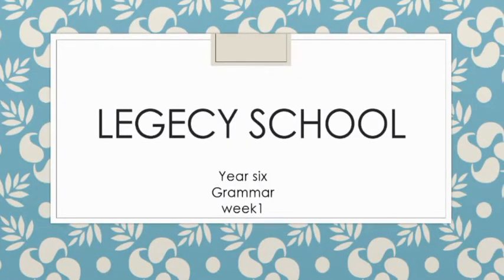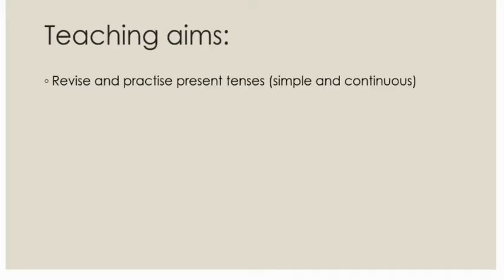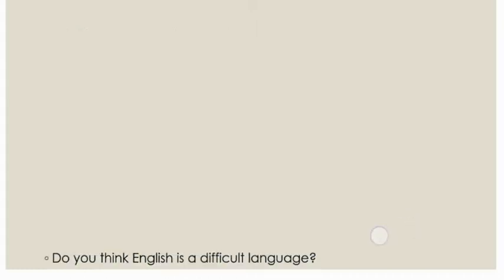Hello everybody and welcome. This is a Legacy School grammar lesson for week 1, year 6. For this lesson you'll need your grammar book, pages 2 to 6, a pencil and an eraser. The teaching aims of today's lesson are to revise and practice present tenses, the simple and continuous.